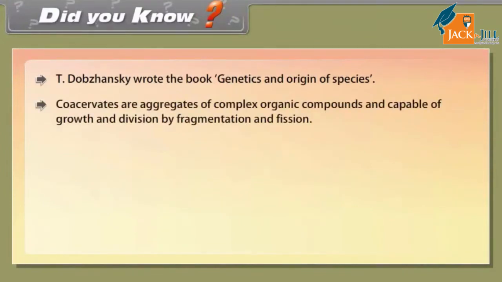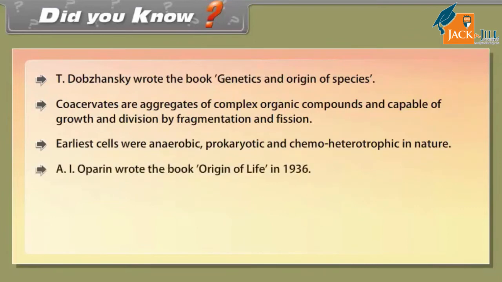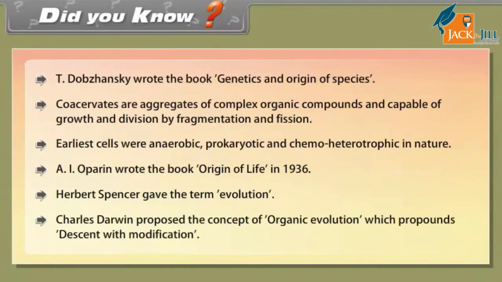Coacervates are aggregates of complex organic compounds and capable of growth and division by fragmentation and fission. Earliest cells were anaerobic, prokaryotic, and chemoheterotrophic in nature. A.I. Oparin wrote the book Origin of Life in 1936. Herbert Spencer gave the term evolution. Charles Darwin proposed the concept of organic evolution, which propounds descent with modification.